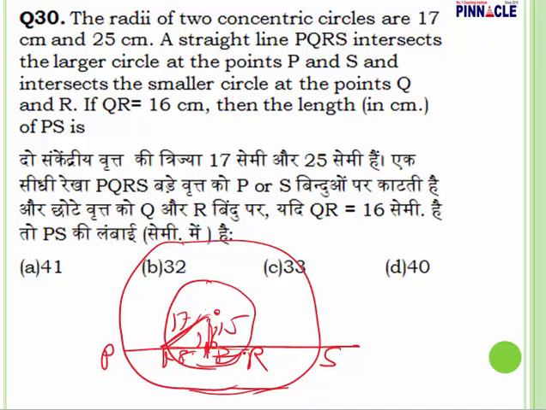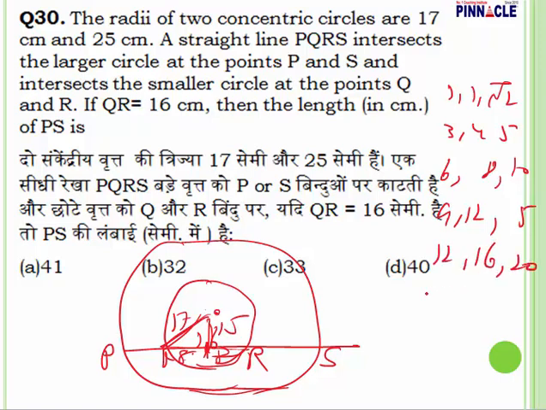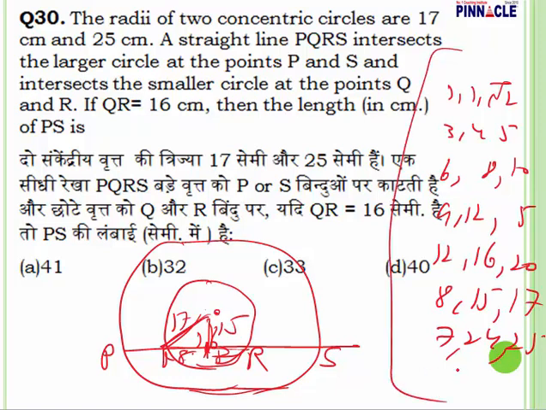You have to remember many famous important Pythagoras triplets. What are these? 1, 1, root 2; 3, 4, 5; 6, 8, 10; 9, 12, 15; 12, 16, 20; 8, 15, 17; 7, 24, 25. These are famous triplets, you must remember all of these. This will always be very useful to find the solution.